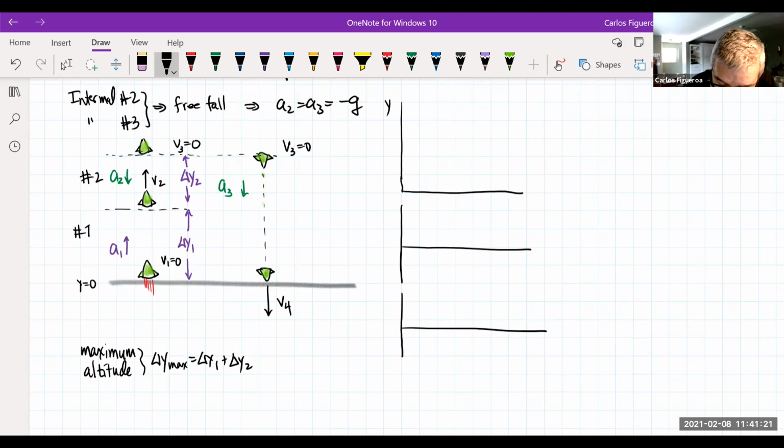So here's my y, here's my vy, and here's my ay. So what does the rocket do during the first interval? Well, during the first interval, it's going to speed up. So if it's speeding up, that means I must have a curve like this. So let's go look at that interval.